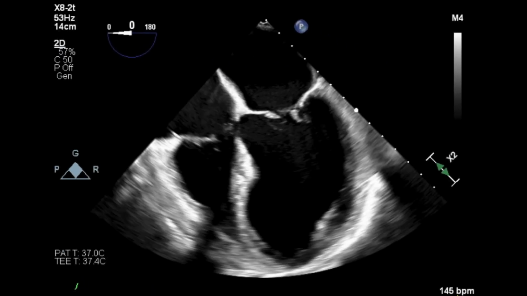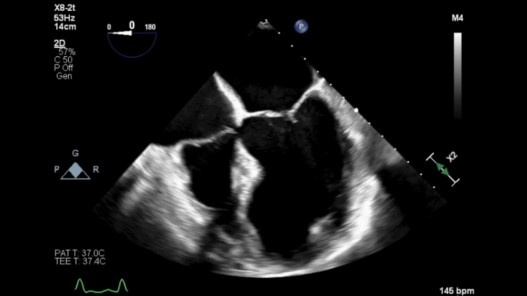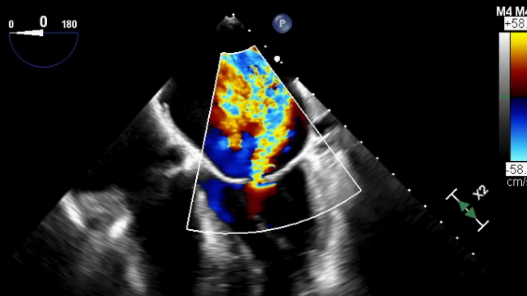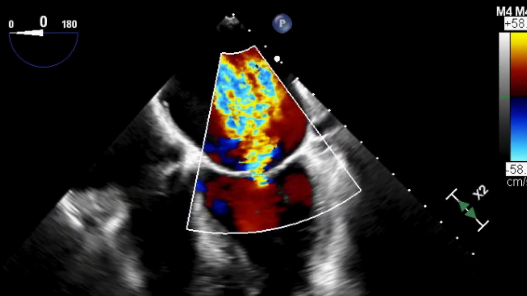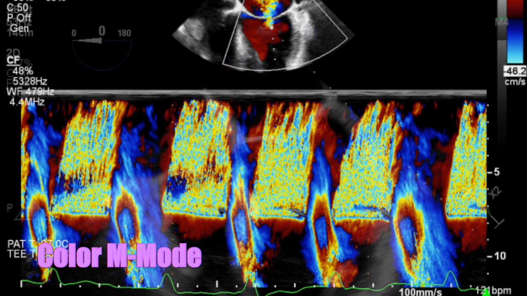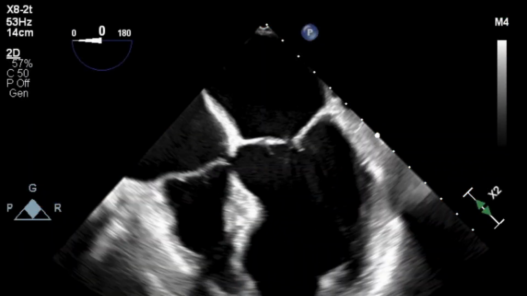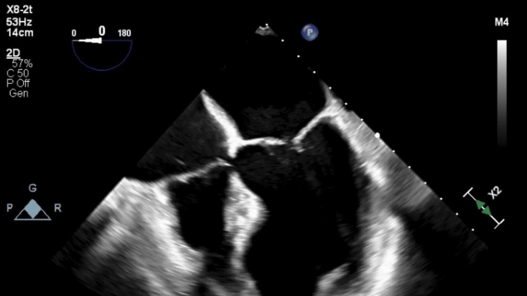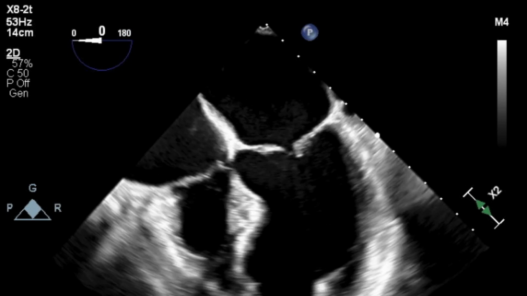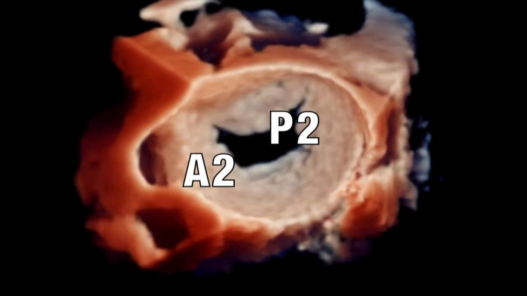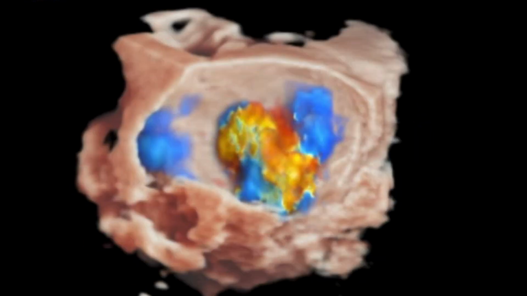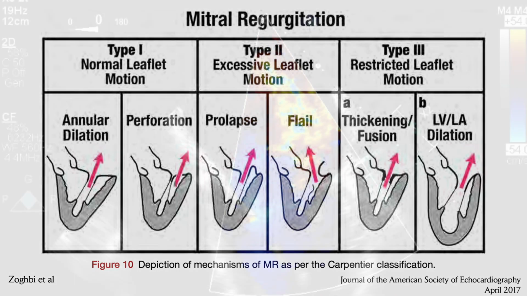So, in this case, the LV ejection fraction is severely reduced. Color Doppler shows regurgitation during the entirety of systole, which is appreciated in color M-mode. The mitral valve appears normal, however limited, as the anterior and posterior leaflets fail to come together, particularly in the A2 and P2 region. So this is secondary MR with a Carpentier class of 3.